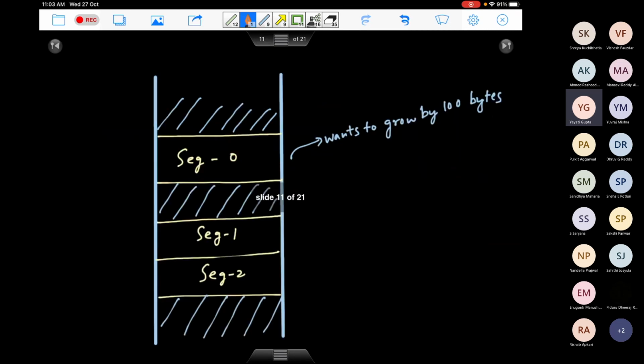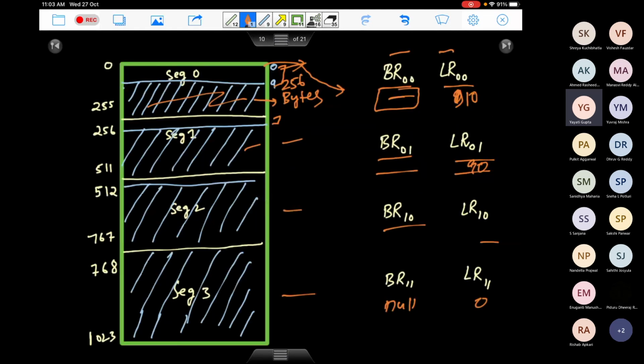Now, what difference should I have here? Previously, for each segment we were just having a base register. The base register would tell me where this segment is loaded in the main memory. What should I have now instead of a base register? A base register won't make any sense now because the segment is not contiguously allocated space in your memory. So what should we have instead? A page table. Right? Corresponding to each segment, we should have a page table.